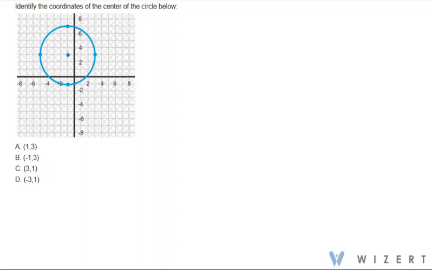Now let's put a perpendicular from this center to x-axis. This is x-axis, this is y-axis. So when we put perpendicular on x-axis, we get coordinate as -1, 0.